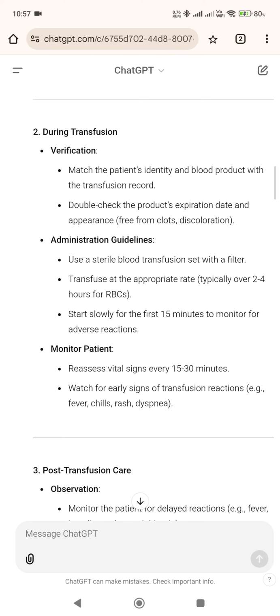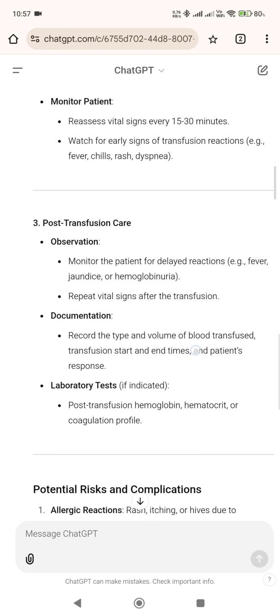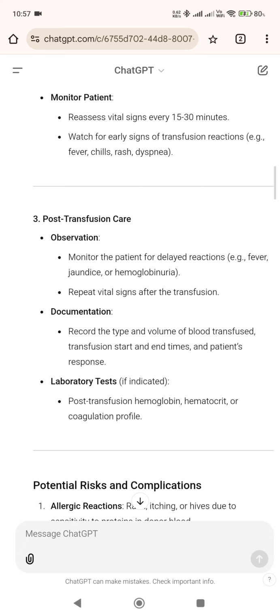Monitor patient. Reassess vital signs every 15 to 30 minutes. Watch for early signs of transfusion reactions, e.g., fever, chills, rash, dyspnea.